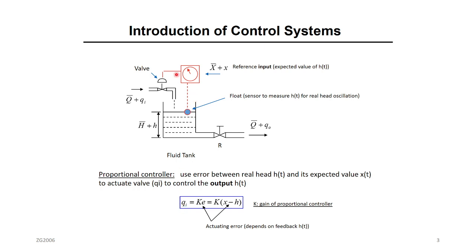So the controller will actuate the valve and make QI equal to 0. That means it will close it. So no more fluid into the tank, and then everything is under control. Now H is exactly what you expect, and then the system will stop, right? You reach your goal or objective. All right. This is simply how it works.